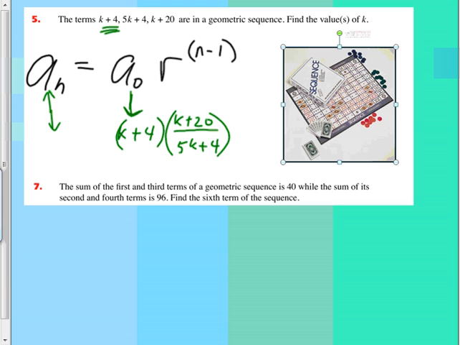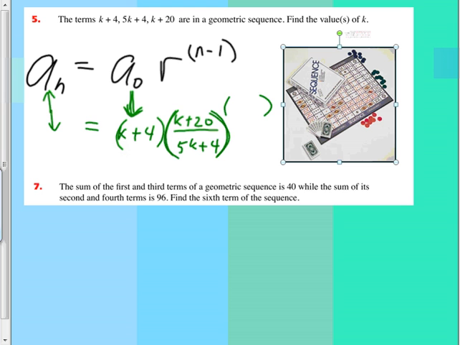But since we just used k plus 20, yes? That one is just, wait. Okay. This one's just the starting term. This one's the r, which we got by taking this divided by that. Okay. Now, our n minus 1, we don't know what the n is until we pick our a sub n. So, which a sub n do you want? Do you want to use 5k plus 4? Or do you want to use k plus 20?